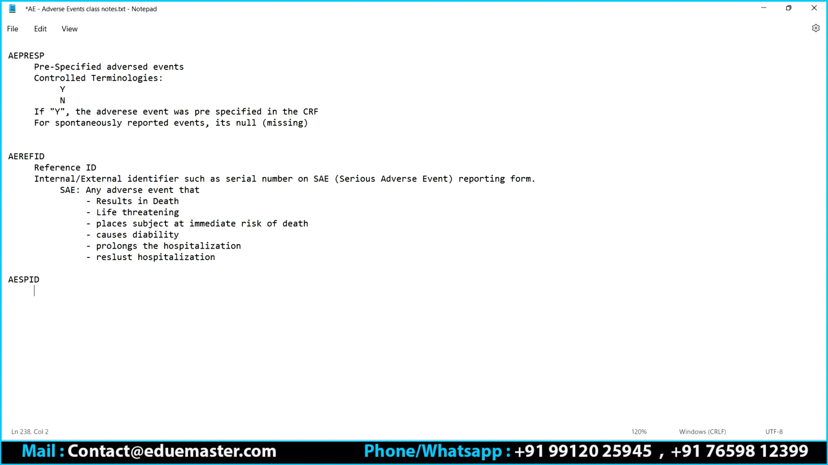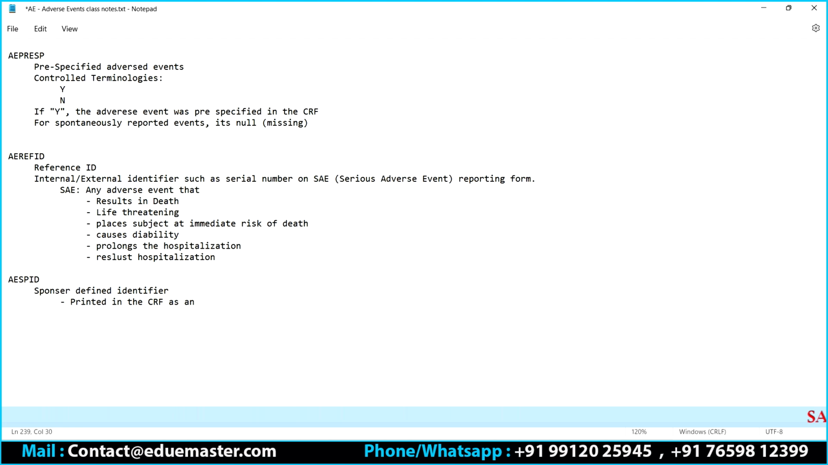Now then we talk about AESPID. SP is nothing but your sponsor. So we are going to talk about the sponsor defined identifier. What is this? This is the one which is defined by your sponsor itself. If it is defined by your sponsor, where will it be defined? Can I say that there are two possibilities? It may be printed in the CRF itself as an identifier, because it's already defined, right?